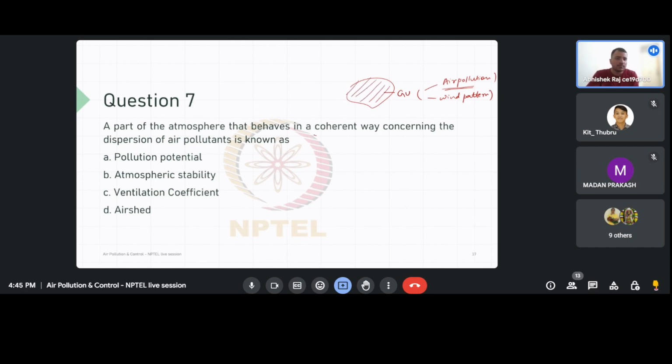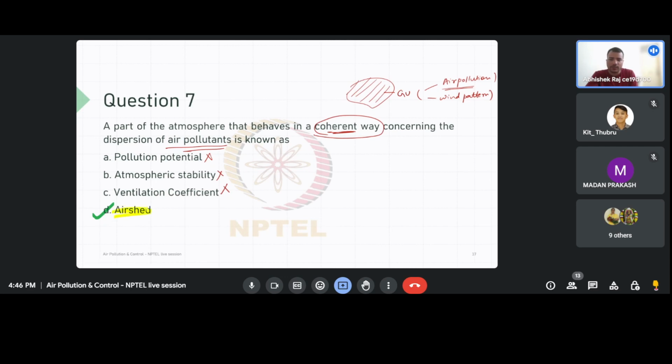Due to these characteristics, it behaves in a coherent way. It won't be that certain times the air pollution will be very low, certain times it will be very high. It will be in a certain range concerning the dispersion of the air pollutants. So that is called an air shed. These three are not the answers. So correct answer is option D, which is air shed.